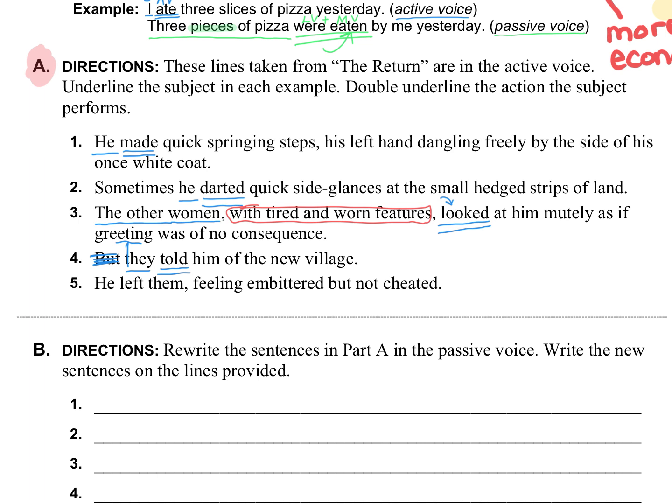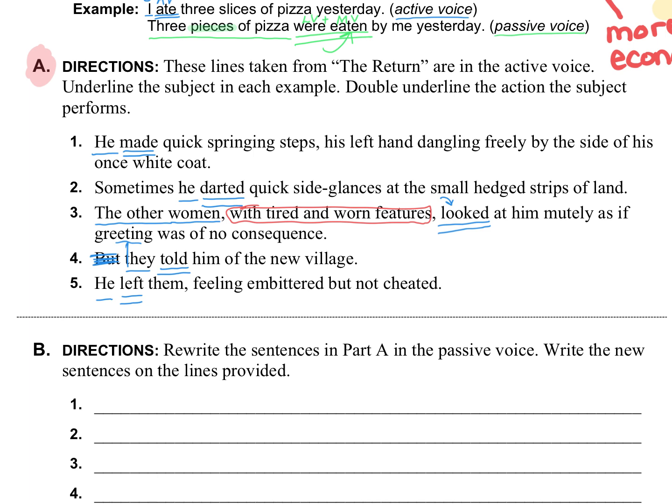Okay, number 5. He left them, feeling embittered but not cheated. Whom or what is the sentence about? The sentence is about he. And what did he do? He left. Action verb, active voice.